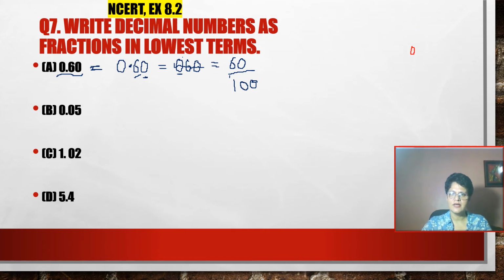Okay, and now I will teach you how you will do all this in your mind. So when I look at 60 upon 100, I clearly see that it has 10 as a common factor in these zeros on the right, so I will remove that. I'll get the number 6 upon 10.